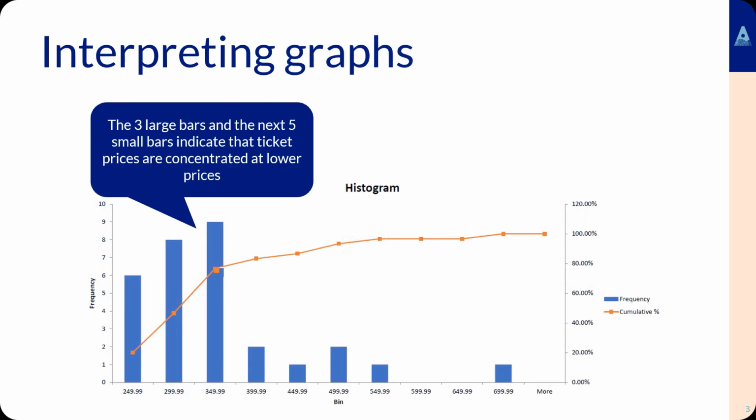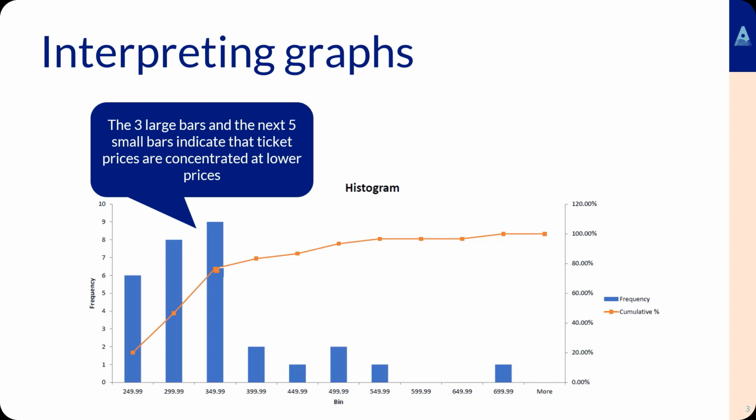Interpreting graphs. We can also interpret graphs. This is the chart for the sports data presented in the previous topic. You can see along the x-axis at the bottom the bands for sports ticket prices, from the 200s on the left-hand side, $200, over to the $699, $700 on the right-hand side.